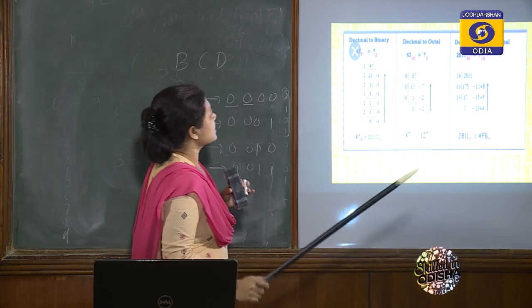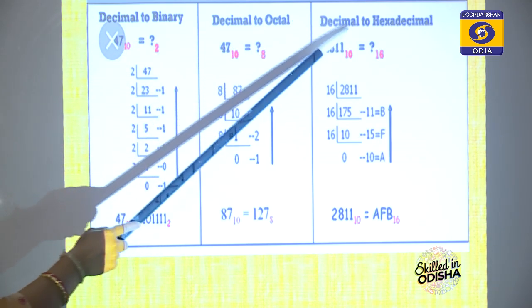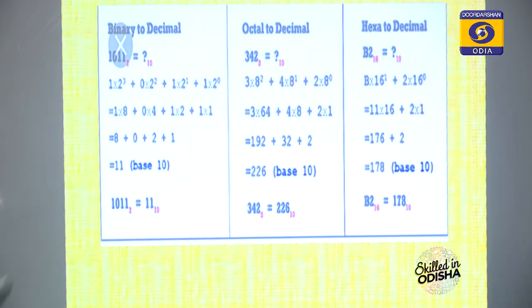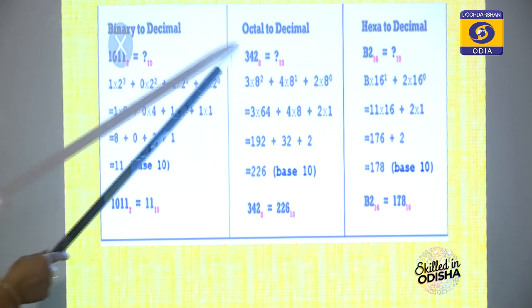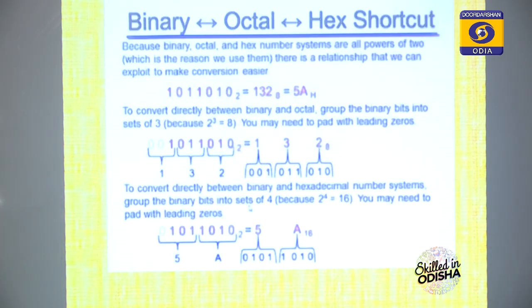Then these are some examples from decimal to binary, decimal to octal, decimal to hexadecimal. You can do these examples on your own. Similarly, these are other examples from binary to decimal, octal to decimal, hexadecimal to decimal. Again, you can do these questions on your own. Next, binary to octal and hexadecimal conversion.